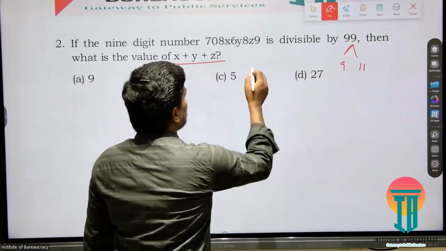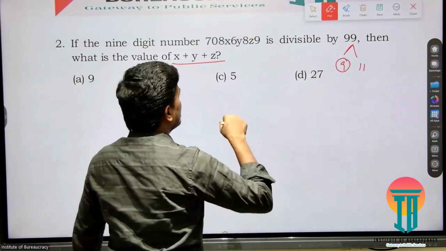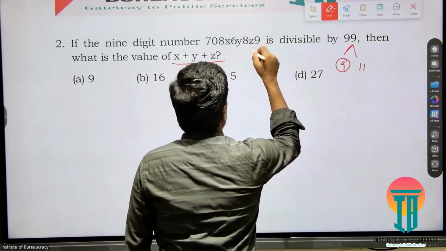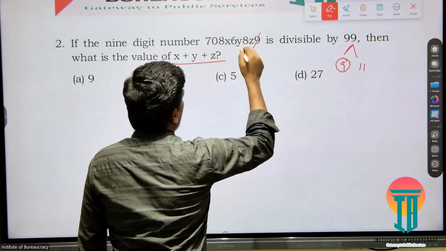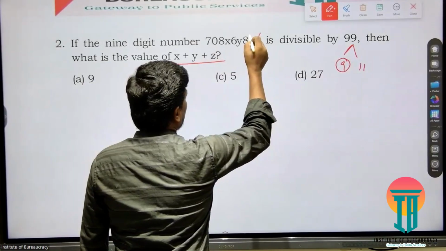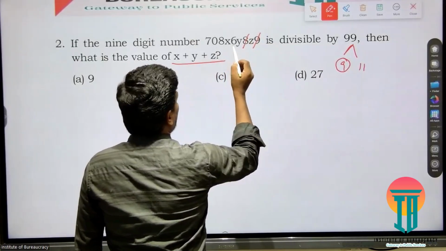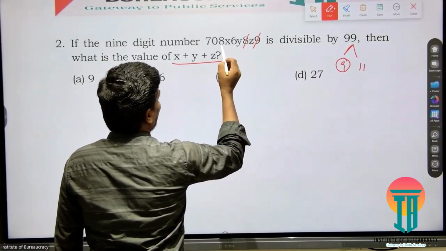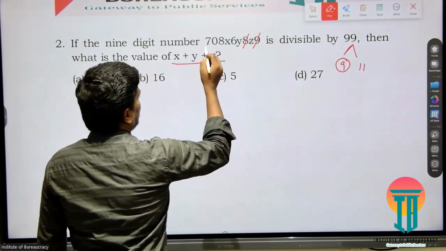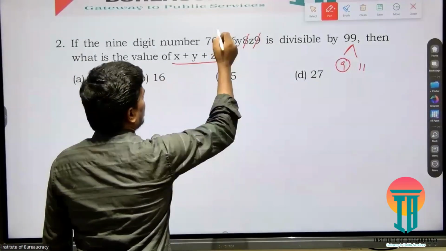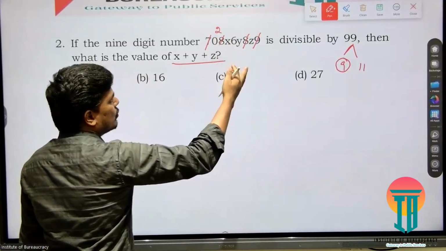Now, if it is divisible by 99, first it should be divisible by 9. In order to be divisible by 9, let's cross out the 9 terms. 9, and then 8, 8 and then 8 plus 6, 14. 14 plus 8 is 22. 22 plus 7, 29. Therefore, all numbers cancel and 2 is going to remain.